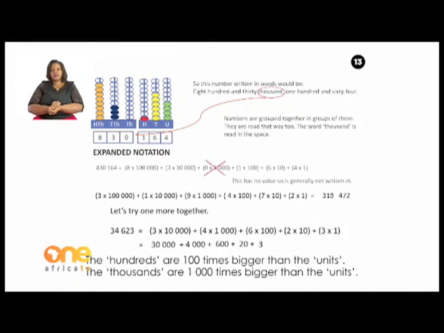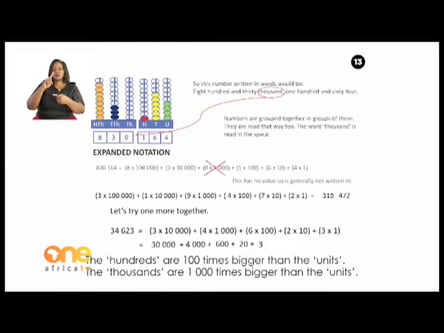Another example is also written there, which is 3 times 100,000, 1 times 10,000, 9 times 1,000, 4 times 100, 7 times 10, 2 times 1, giving 319,472.